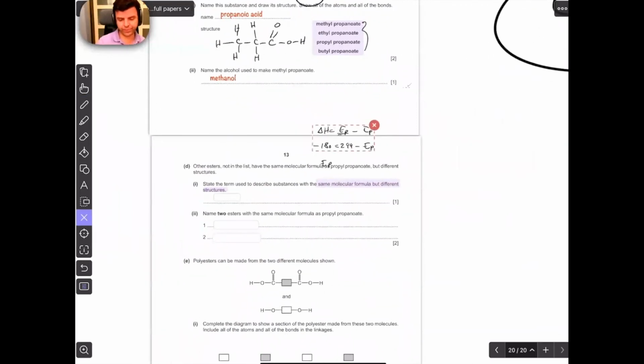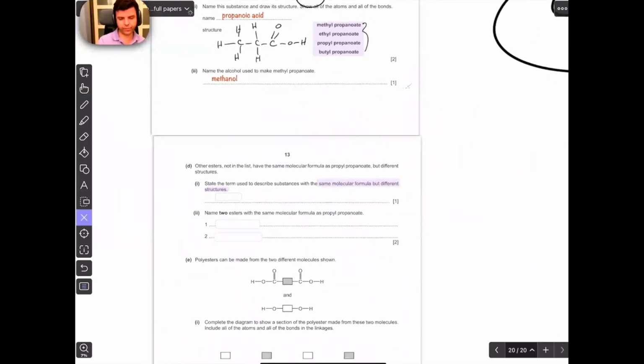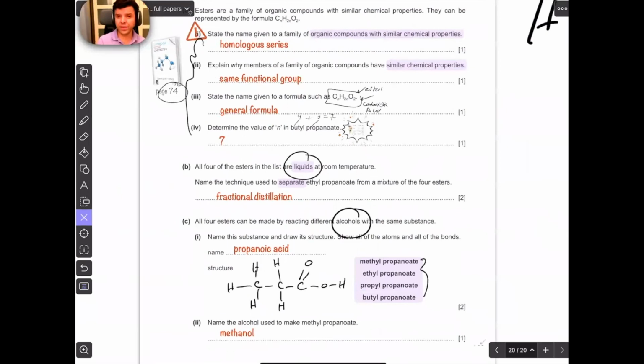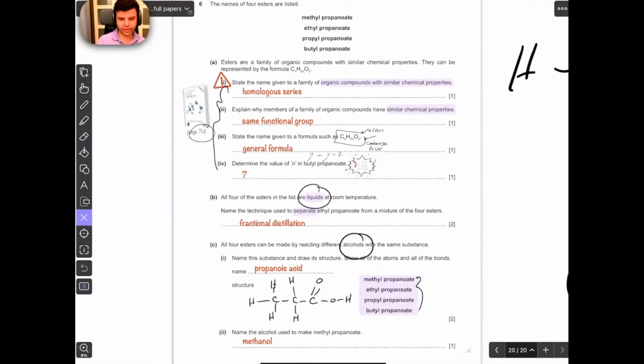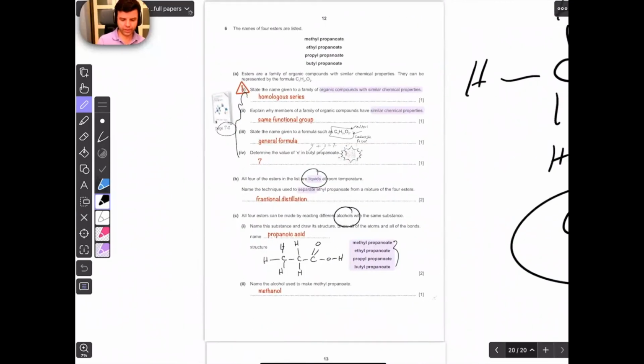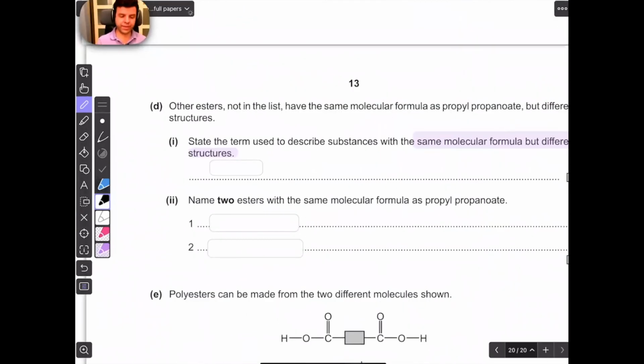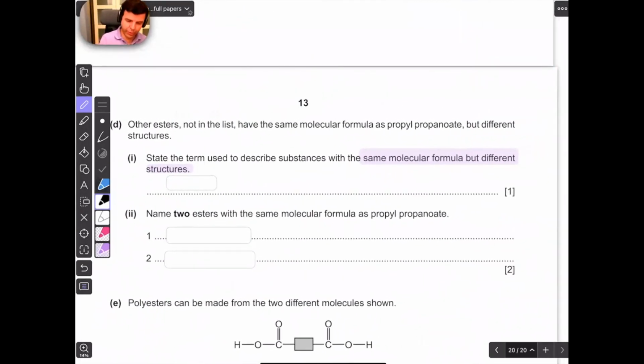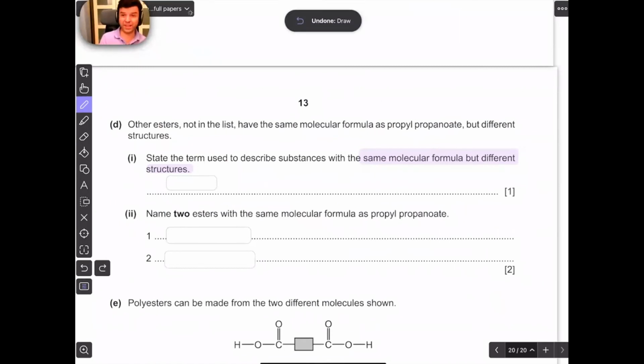Yes, what's the question? Mister, did they give us that list in the question? Did they give you what? The list of the esters. Where do you think I got it from? Oh, okay, it's up there. All right. Sorry, I didn't see. They said, state the term used to describe substances with the same molecular formula but different structure.